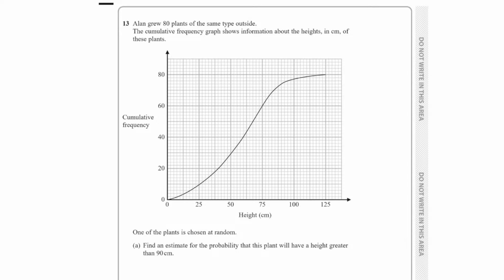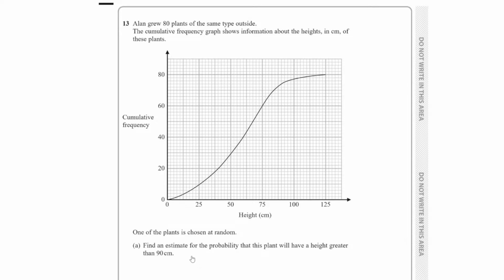Okay, question 13, cumulative frequency. So Alan grew 80 plants of the same type outside. The cumulative frequency graph shows information about the heights in centimeters of these plants. So you can see it goes up to 80, and then we've got heights between 0 and 125. One of the plants is chosen at random. Find an estimate for the probability that this plant will have a height greater than 90 centimeters.